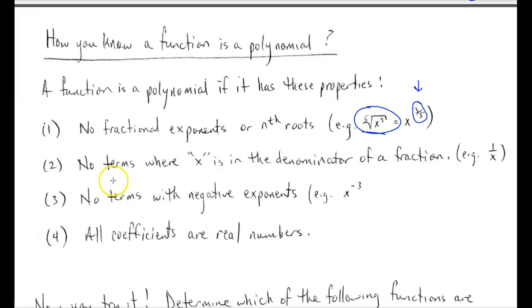Number two, there are no terms where x is in the denominator of some fraction or rational expression. So here if we had 1 divided by x is a great example of that. You can't have that. And so the reason for this case in particular is we know that one of the things that is true about a polynomial is that the domain of a polynomial, meaning the x values that we're allowed to plug into a polynomial, ends up equaling all real numbers.